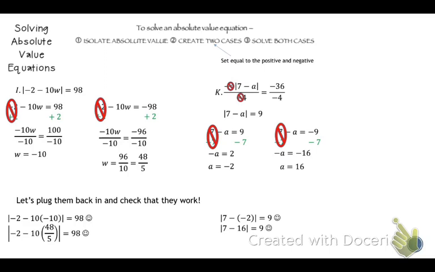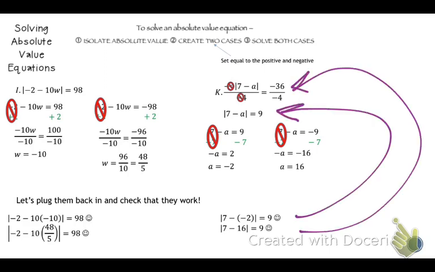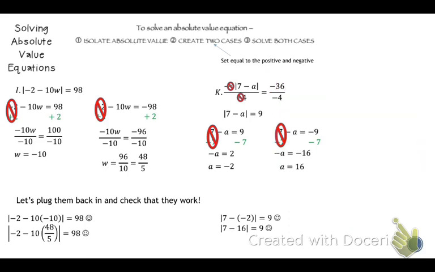Plug it in, and I plugged it into this equation. You could plug it in up here, and you'll get the same. You'll end up with 36 right here, but you'll still get the right answer. So you plug in negative 2, you get 9. You plug in 16, you get 9, so we're good.